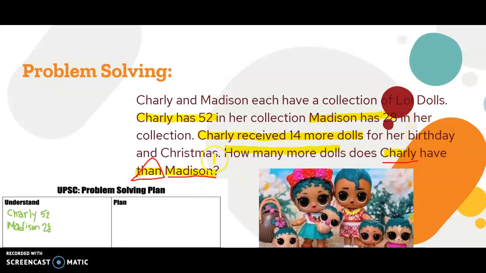Now, I don't have to highlight birthday and Christmas because it's not that important information. What's most important out of this sentence is that she received 14 more dolls. So this is telling me right here that I need to add this information. I need to make sure that I include this in my information under understand, because now it's going to change the number of dolls that Charlie has in her collection.